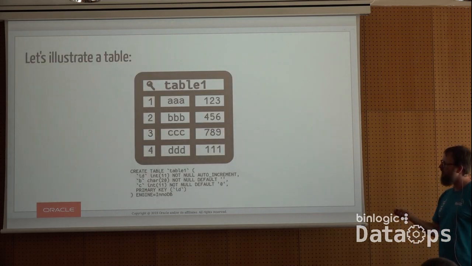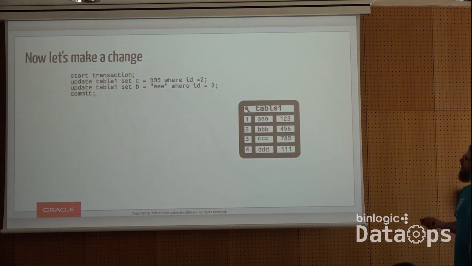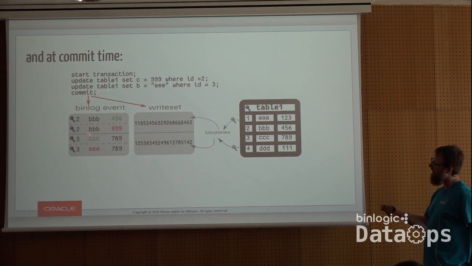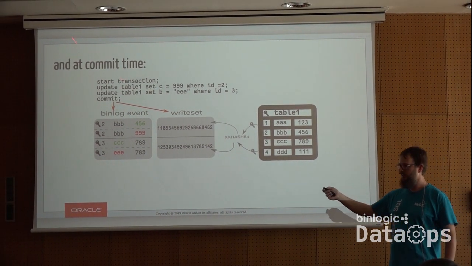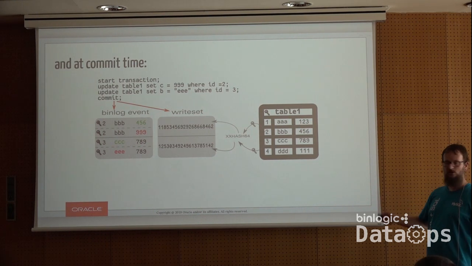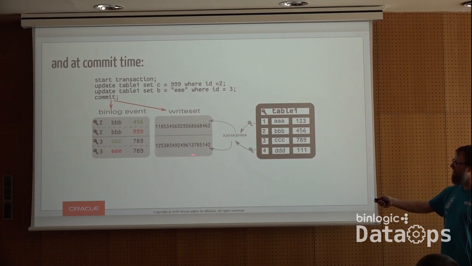We have a single table, table 1, which has one single primary key, which is ID, so this one, right? When we make a change here, we start a transaction and we change column C for ID 2 and column B for ID 3, right? In the binary log events, this is what we have: the before and after image, and this is a write set of this and a write set of this.